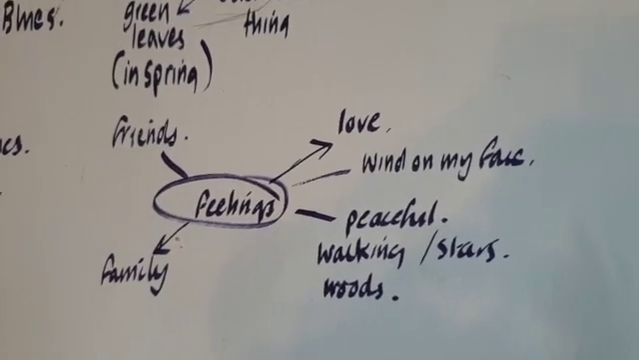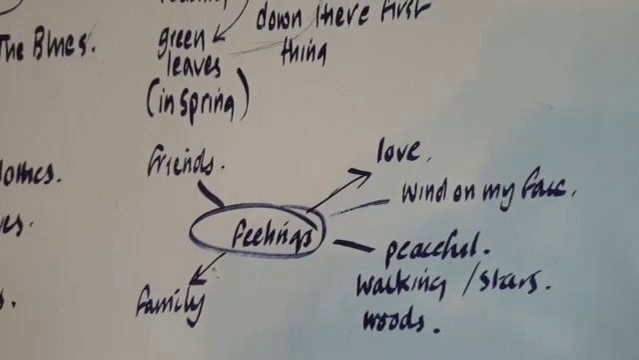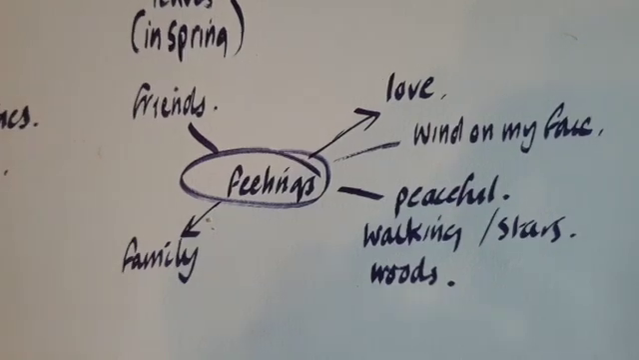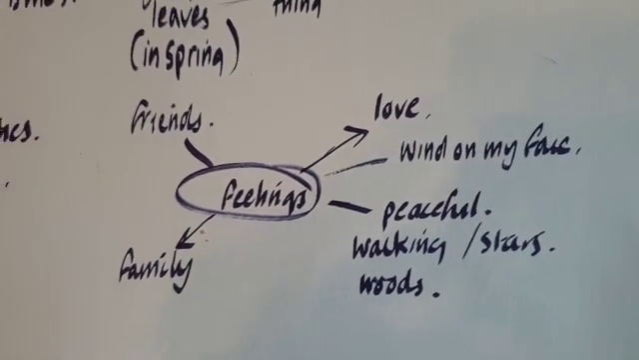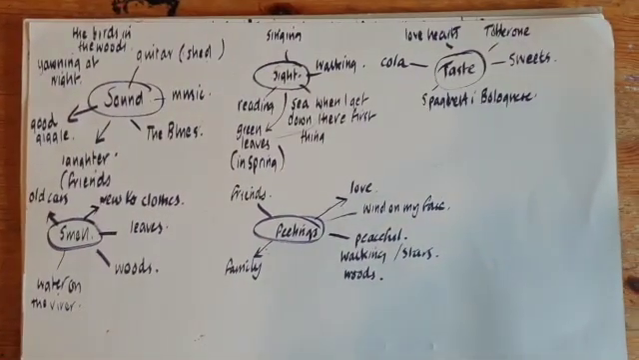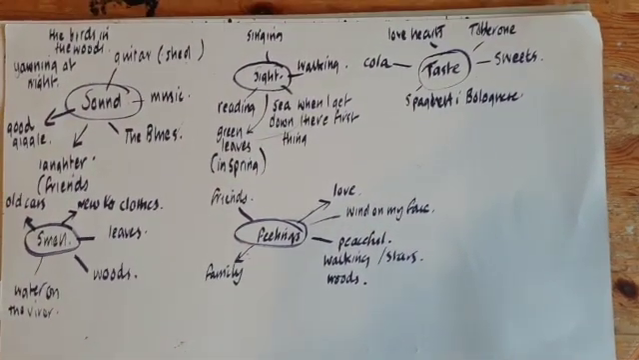So the feelings of my friendships with people, my family, the love I feel around me, wind on my face when I'm walking again, and the feeling of being peaceful if I'm walking or if I'm reading or if it's the stars or the woods. So that's how I've sort of got some ideas and images of things I might include in my poem.